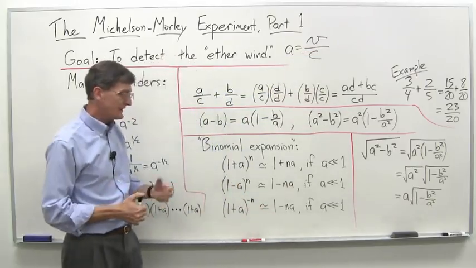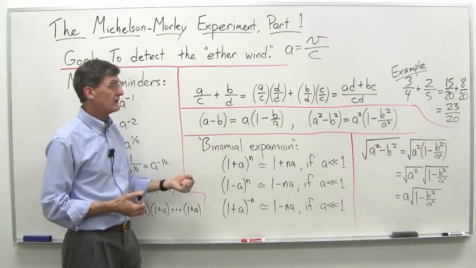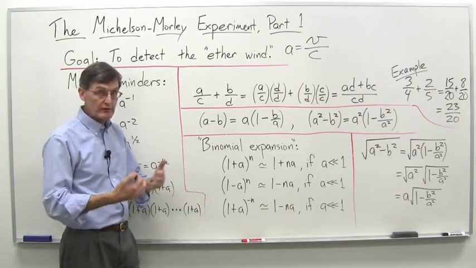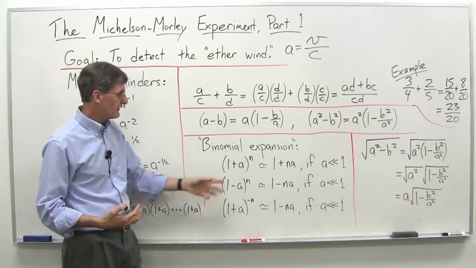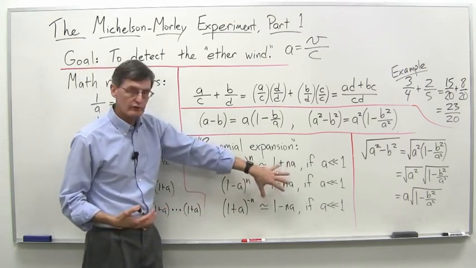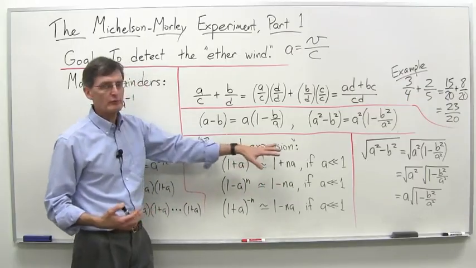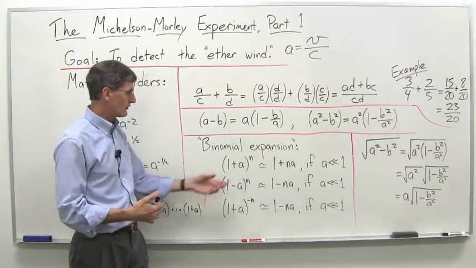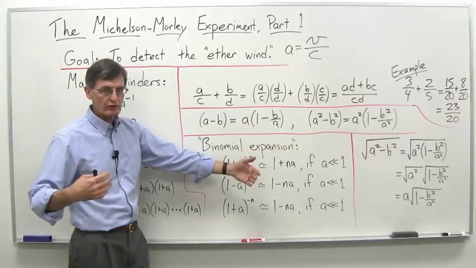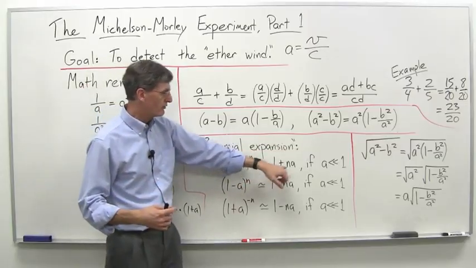And so in many cases, if the velocity is much less than the speed of light, and often it is, then we can do this substitution. And it's called the binomial expansion, because we're expanding this out in a series of terms. That's where it comes from. We're actually only using the first two terms.